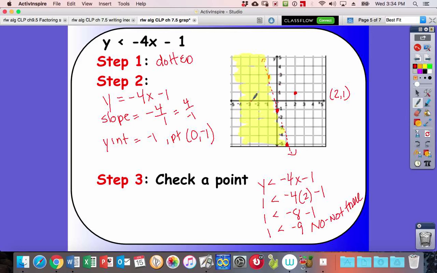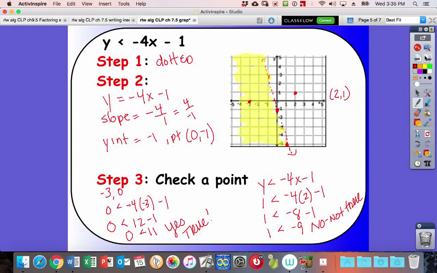Let's pick (-3, 0). If I pick (-3, 0), I'd say, okay, y is 0, less than negative 4, x is negative 3, minus 1. I got 0 is less than a negative times a negative is a positive, 0 is less than 11. Is 11 greater than 0? Yes, it's true. Any point you would pick over here would make it true.